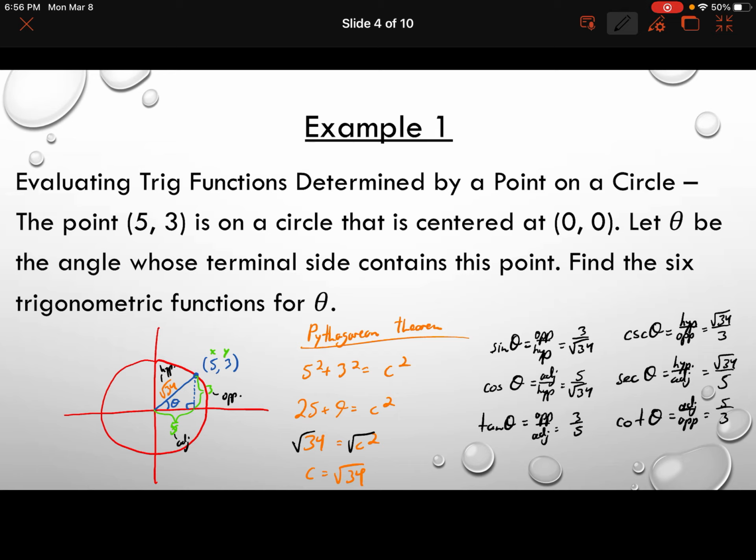So very similar to the problem that you did in the bell ringer, except this time around, we're talking about a point on a circle, and then using that information to construct a triangle, which will lead us to the 6 trig ratios from there.